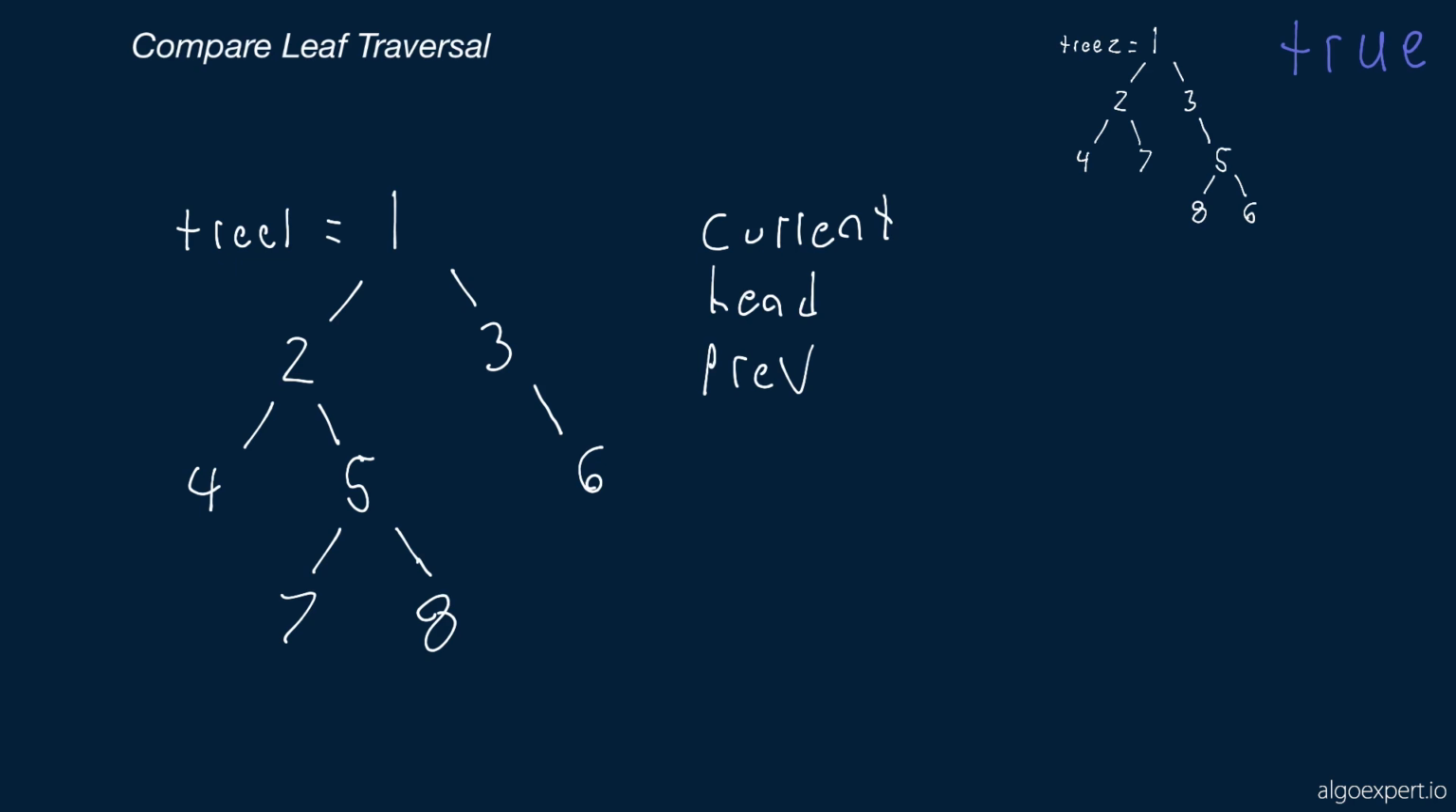So we need to know what the head node is when we do this. We also need to know what the current node is that we're looking at, and we need to know what the previous leaf node was that we had. The reason we need to know the previous leaf node is so that we can use that to connect the next leaf node that we find to the linked list.